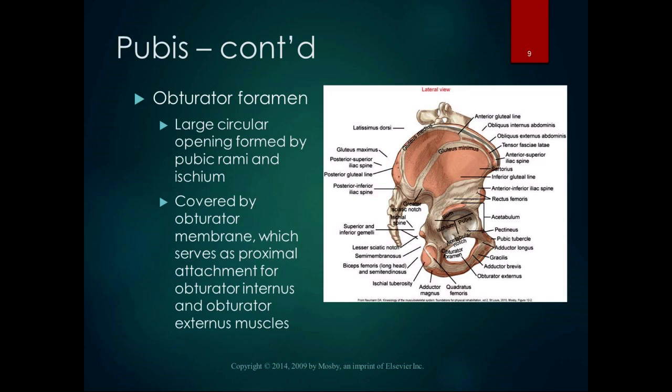The obturator foramen is the large circular opening formed by the pubic rami and the ischium. It's covered by the obturator membrane, which serves as a proximal attachment for some of the deep hip rotator muscles, the obturator internus and the obturator externus. So even though it's a hole in a bone, it's covered by a membrane.